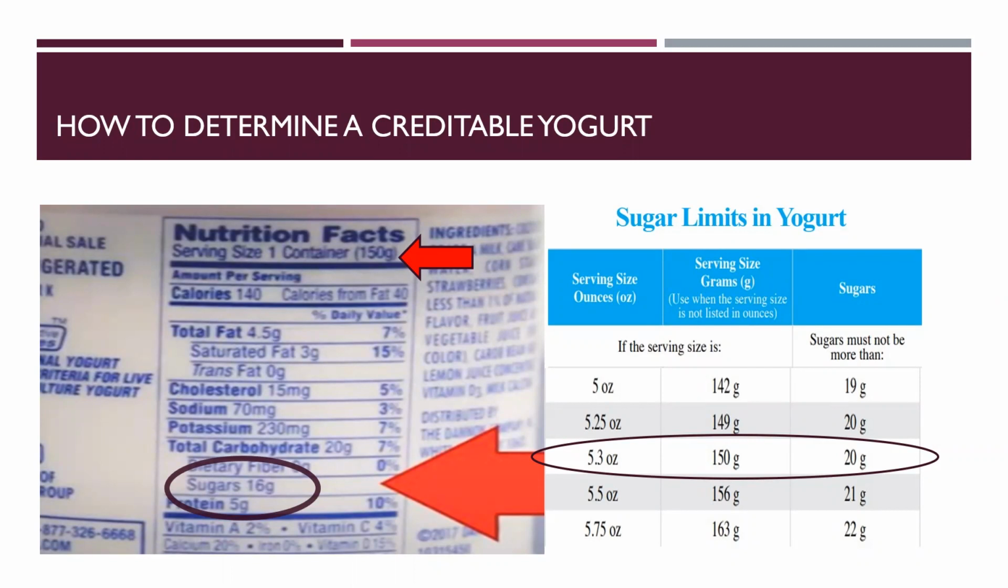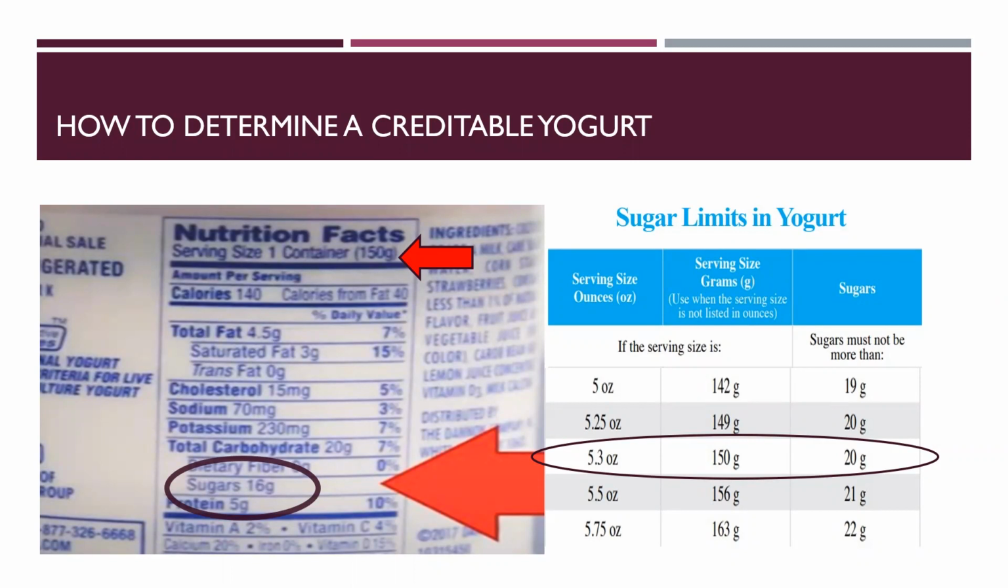Now direct your attention to the table on the right. The middle column of the table displays serving sizes. In the third row down, you see 150 grams. Next to the right of that, you see that sugar must not exceed 20 grams.